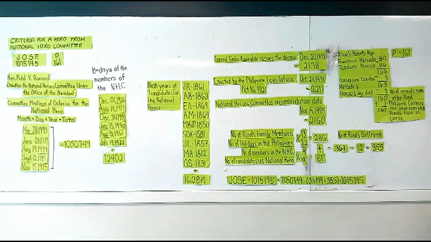So all in all, we get the correct equivalence of the variables Jose and P and the period, on how to prove why Rizal is our national hero in the equation, getting both the numbers 1,015,195 and 161.